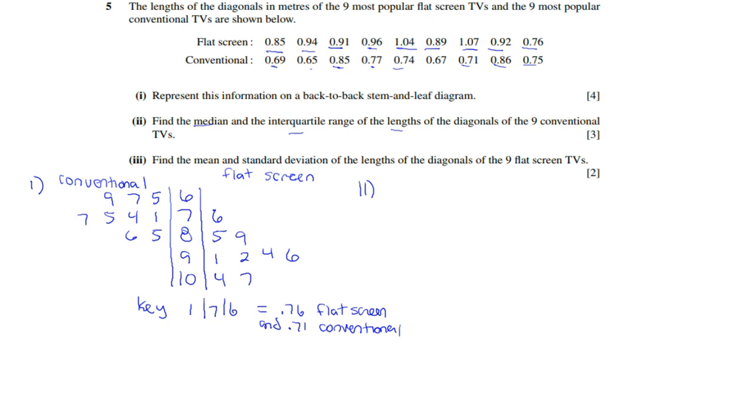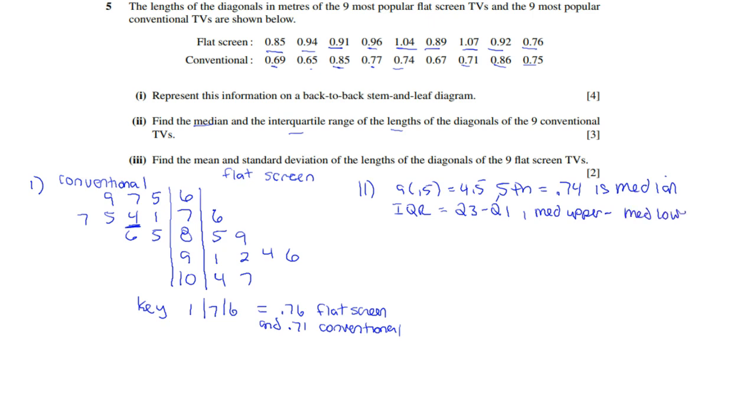Anyway, for part 2, find the median and the interquartile range. Well, keep in mind the median is roughly halfway, and we've got raw data here, and it's been ranked. We just made a stem and leaf diagram. So it's going to be the 5th piece of data, and I find out that 0.74 is the median. And the interquartile range is going to be Q3 minus Q1. Well, that's the median of the lower quartile and the median of the upper quartile.